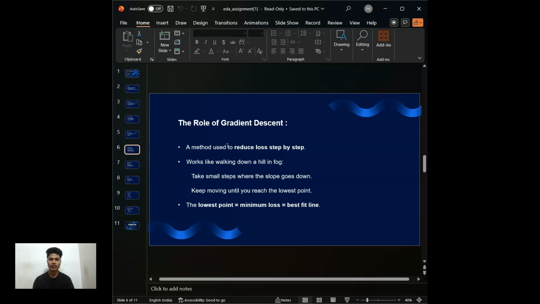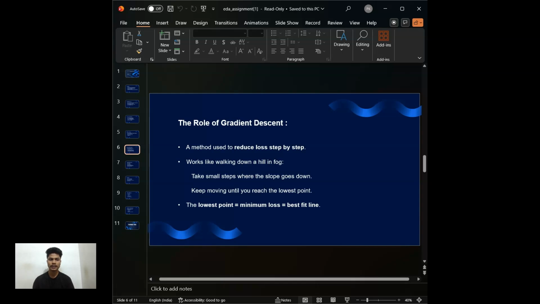So what is the role of gradient descent? To reduce the loss automatically, we use gradient descent. Let's take a very simple example. Imagine you are standing on a hill in foggy weather and you want to reach the bottom. You can't see far. So what do you do? You take small steps in the direction where the slope is down. Then you check again and take another step downward. You keep going like this until you reach the lowest point.